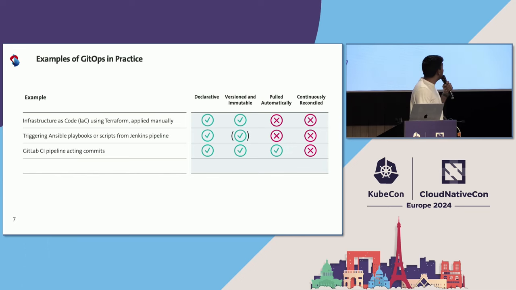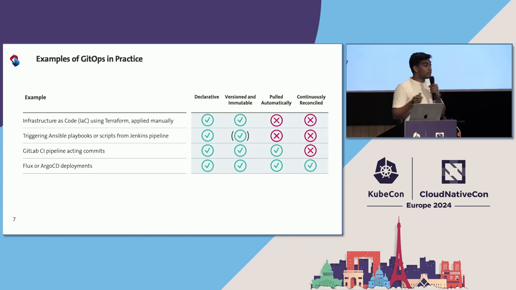The third example is a GitLab CI pipeline acting on commits. So this also misses the reconciliation aspect of it. The last example is Flux or Argo CD. So you may have used Flux and Argo CD. In here, what you see is it does the automation and also the continuous reconciliation. It's done in a declarative way, and it's also version controlled. So Flux and Argo CD adhere to all four principles.